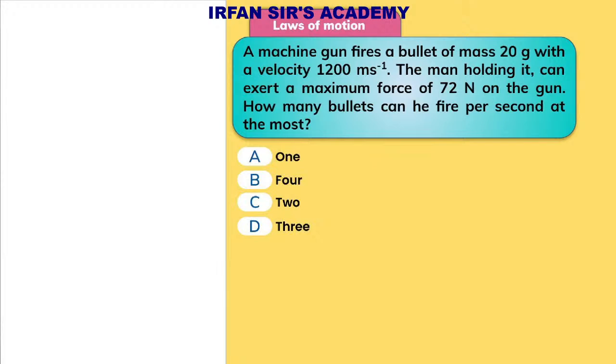A machine gun fires a bullet of mass 20 grams with a velocity of 1200 meter per second. The man holding it can exert a maximum force of 72 Newton on the gun. How many bullets can he fire per second at the most? Can you tell me the answer?